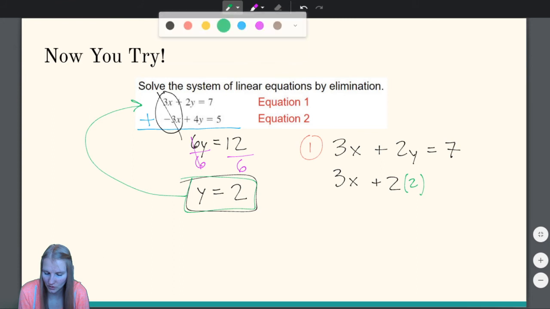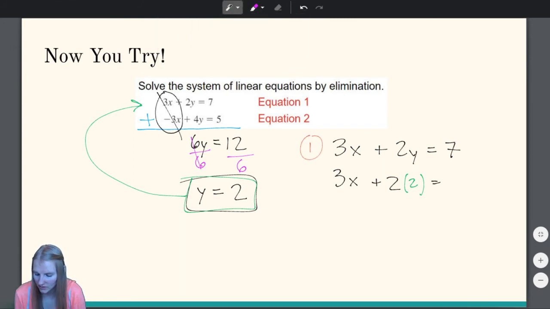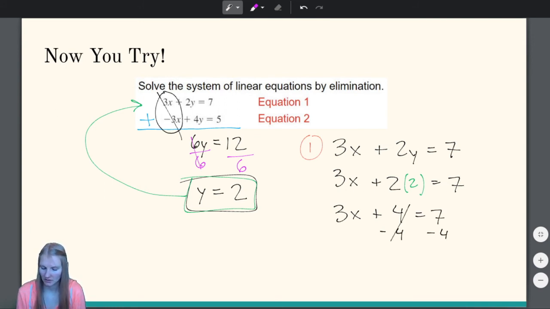2 times 2 equals 7. 3x plus 2 times 2 is 4 equals 7. And I can subtract 4 on both sides so that I can get x by itself. 7 minus 4 is 3. And then, to get x by itself, I will divide by 3 on both sides. I'm left with x equals 1.